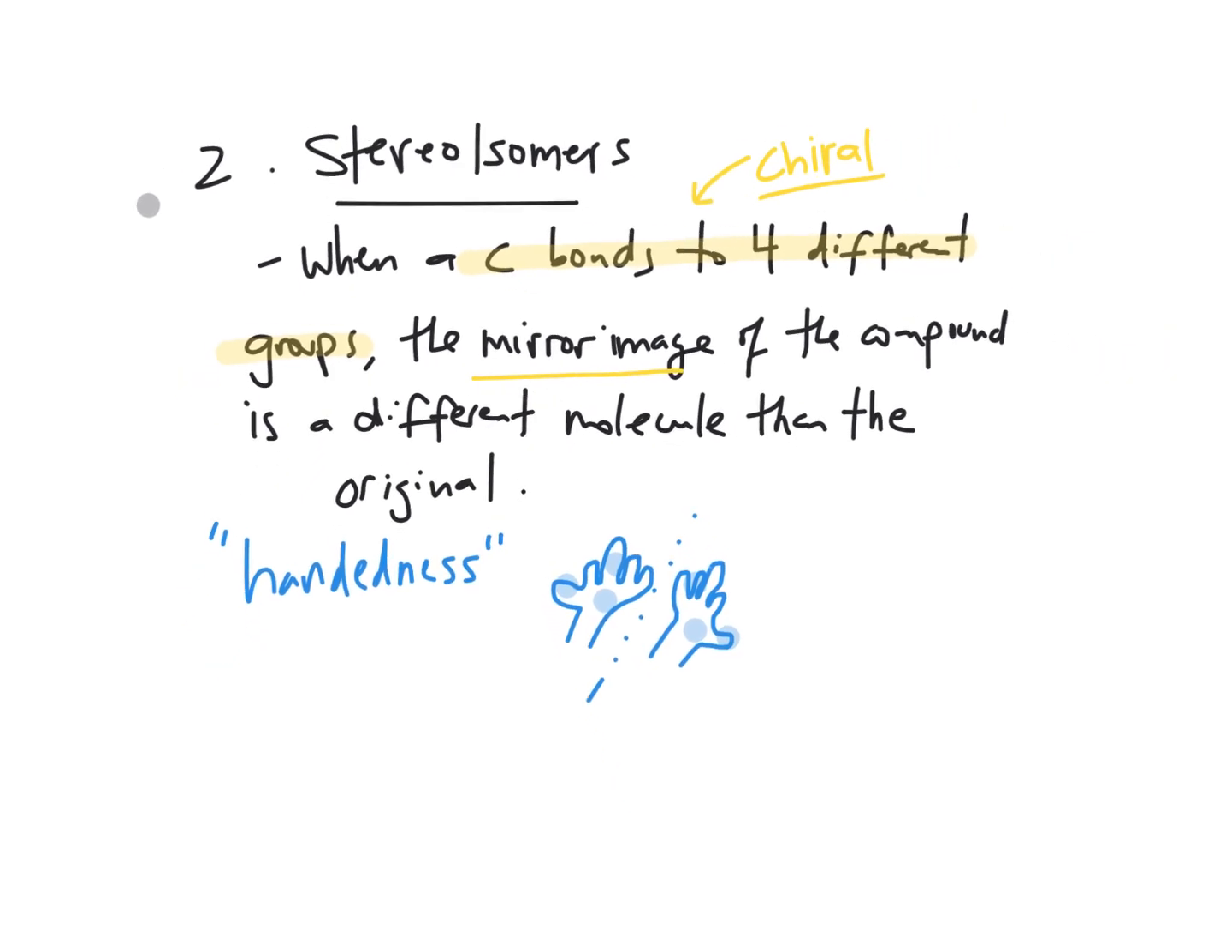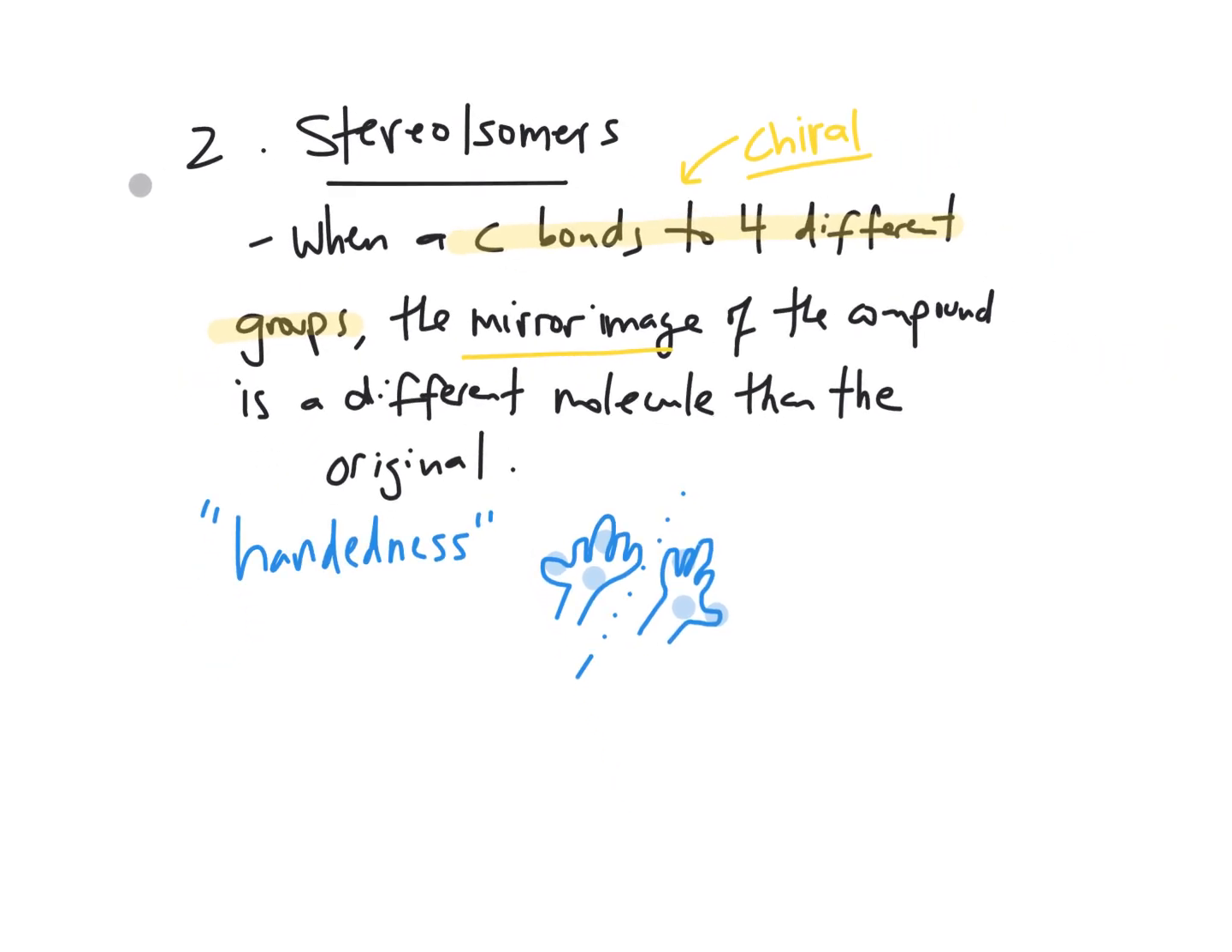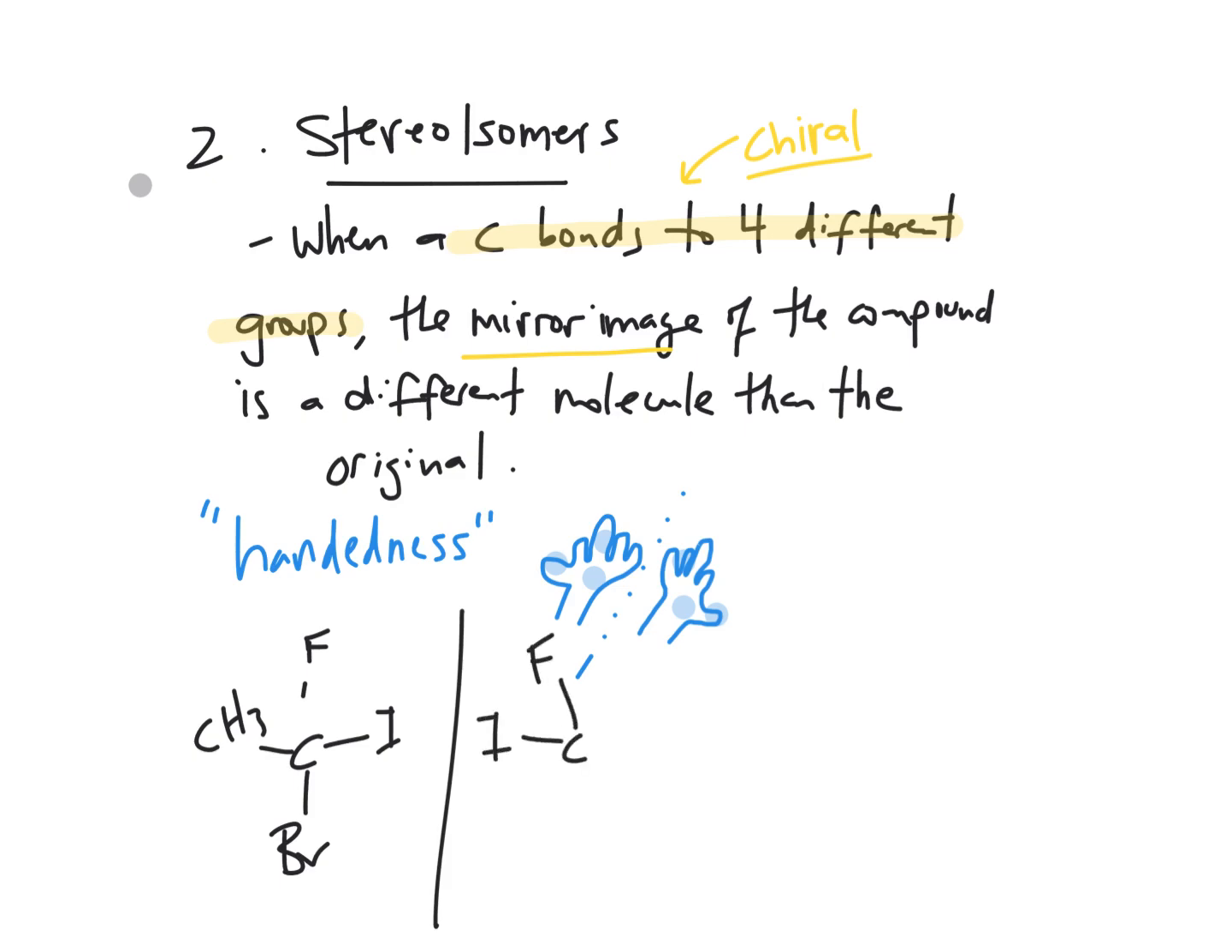And if I show a proper molecular example here, it would be like if you have a carbon bonded to 4 different things. So let me put 4 different things around it: a fluorine, a methyl group, an iodine, and a bromine. Then imagine we held up a mirror. So we had the iodine here, and the fluorine here, and the bromine here, and the CH3 here.